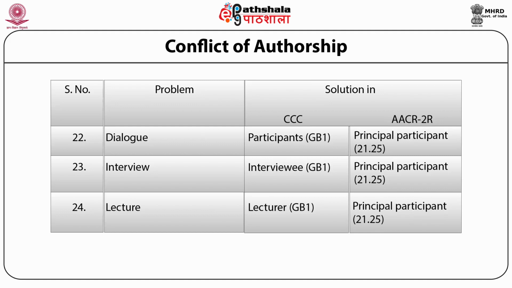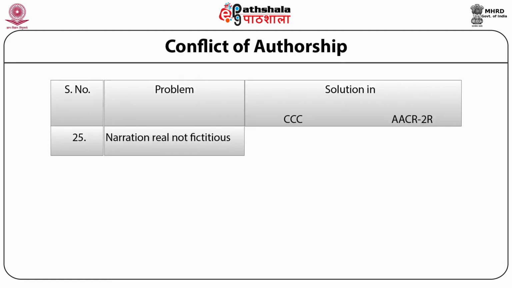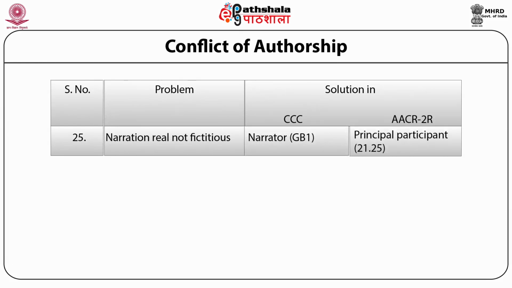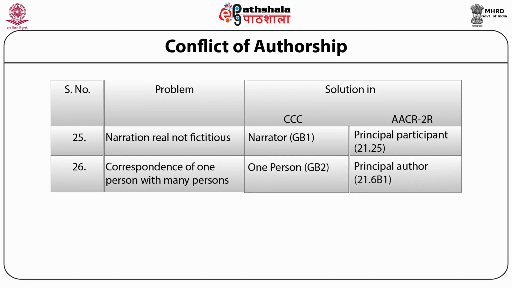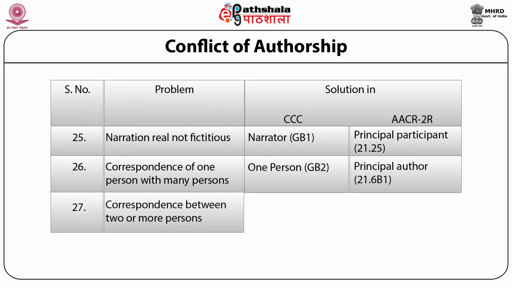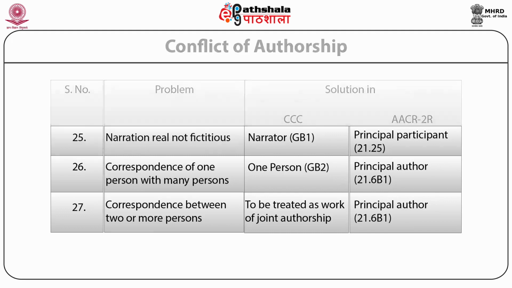Principal participant, ACR rule number 21.25. Narration real, not fictitious. Narrator, CCC rule number GB1. Principal participant, ACR rule number 21.25. Correspondence of one person with many persons. One person, CCC rule number GB2. Principal author, ACR rule number 21.6B1. Correspondence between two or more persons to be treated as work of joint authorship. CCC rule number GB2. Principal author, ACR rule number 21.6B1.